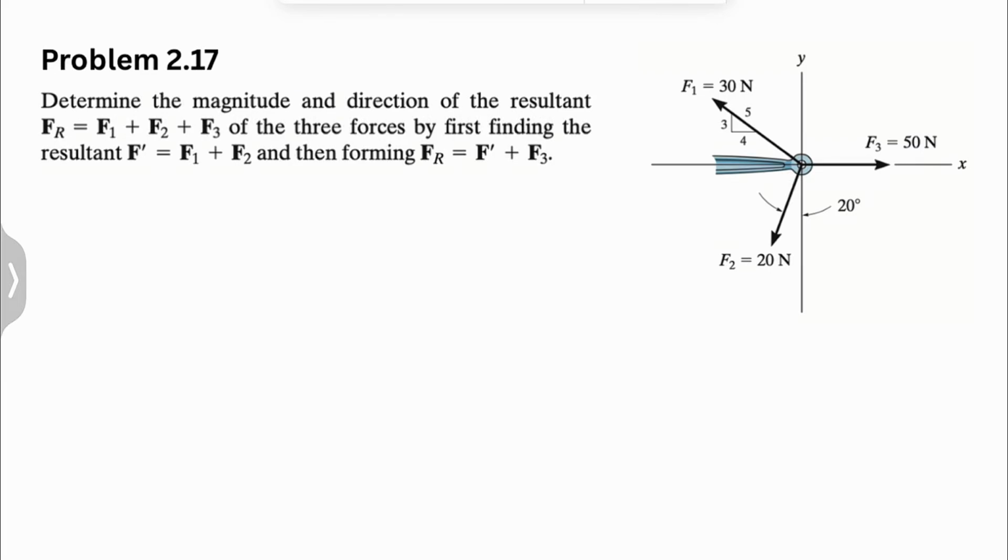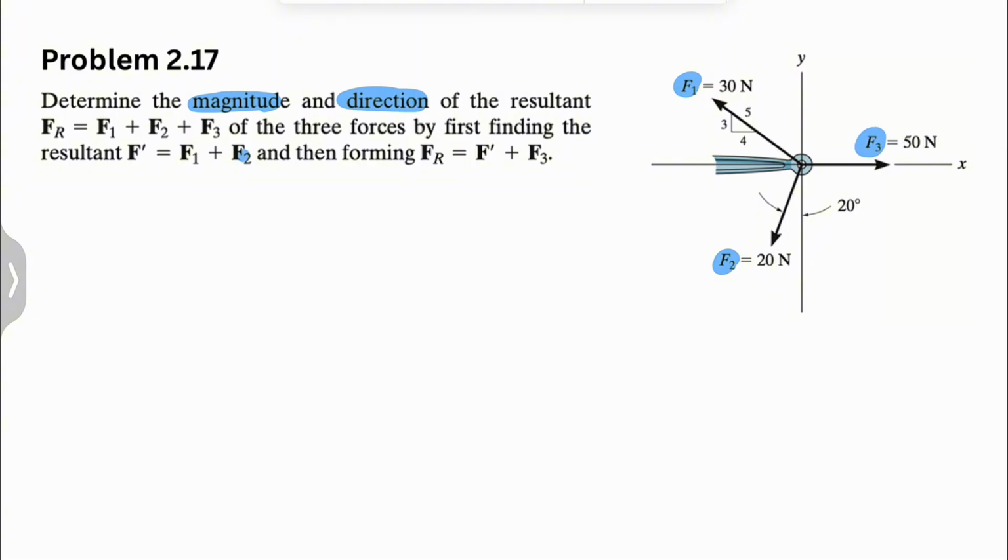Alright guys, welcome back. We have another question from the second chapter of Engineering Mechanics Statics by Hibbeler, and in this one we need to determine the magnitude and direction of the resultant Fr, which is the resultant of these three forces that we see, F1, F2, and F3.